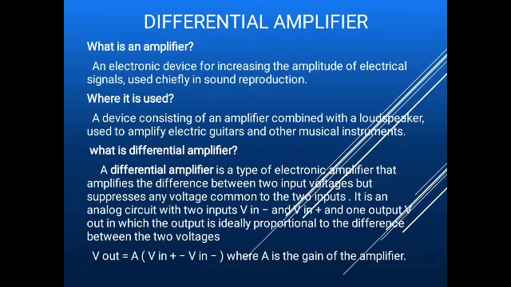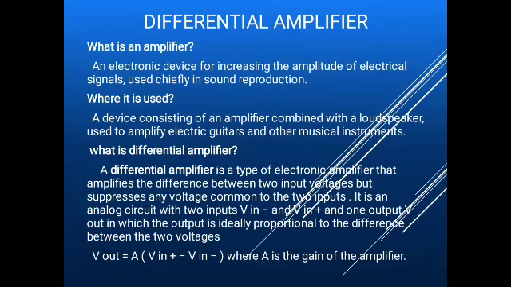What is an amplifier? An electronic device for increasing the amplitude of electrical signals is called an amplifier. But what is a differential amplifier? A differential amplifier is a type of electronic amplifier that amplifies the difference between two input voltages but suppresses any voltage common to the inputs. It is an analog circuit with two inputs, V in minus and V in plus, and one output, V out, in which the output is ideally proportional to the difference between the two input voltages, that is, V out equals A into V in plus minus V in minus, where A is the gain of the amplifier.